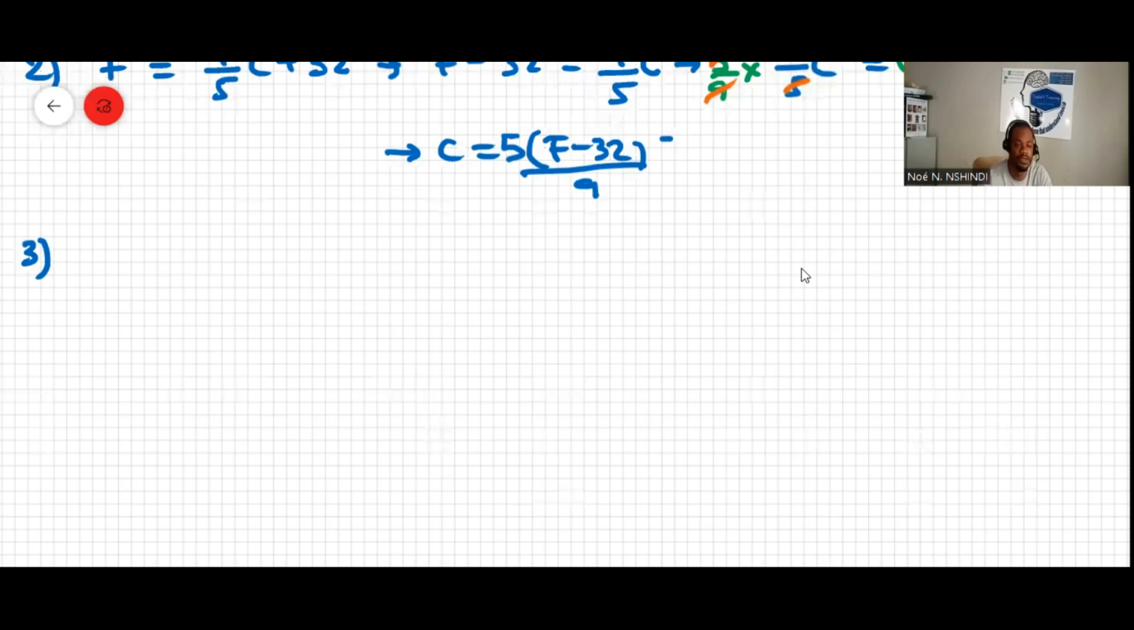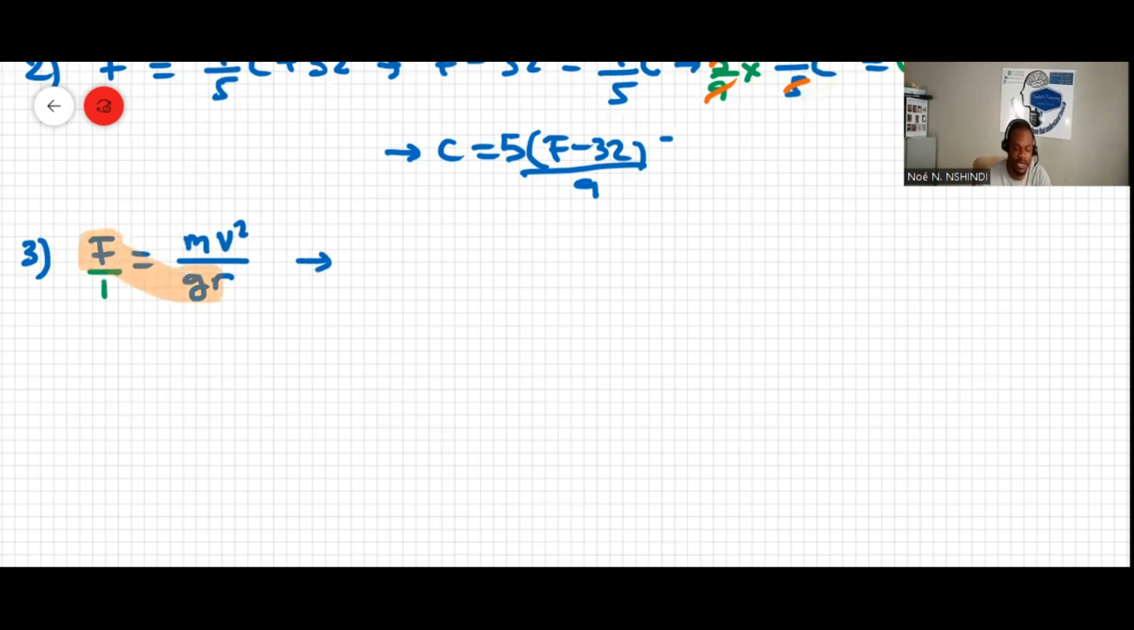Question 3, that makes F equal to mv squared over gr. We need to make G the subject of the formula. What we can do, understand that there is an invisible 1 here. We can apply what we call the cross multiplication property.